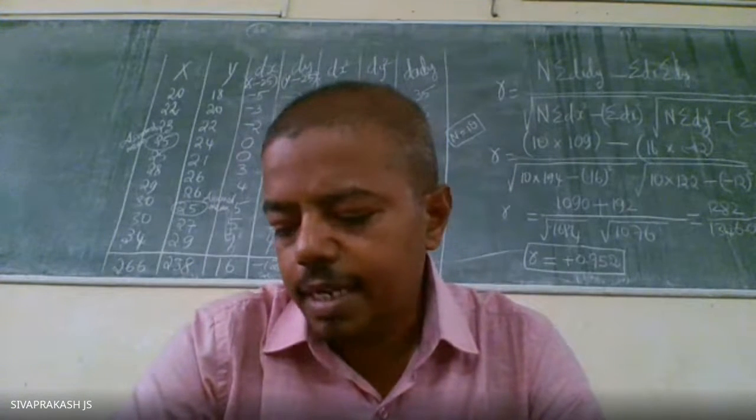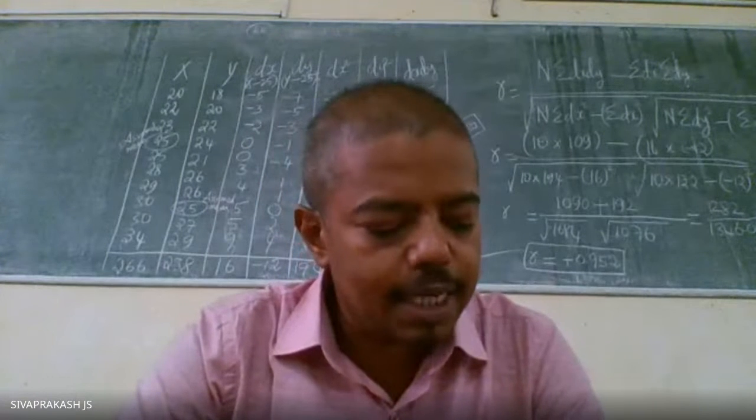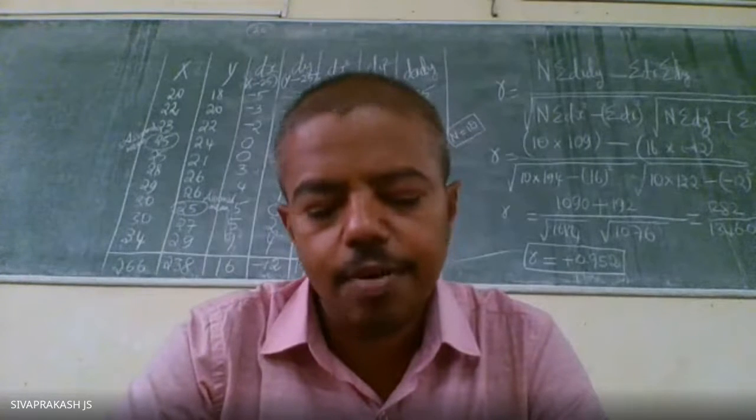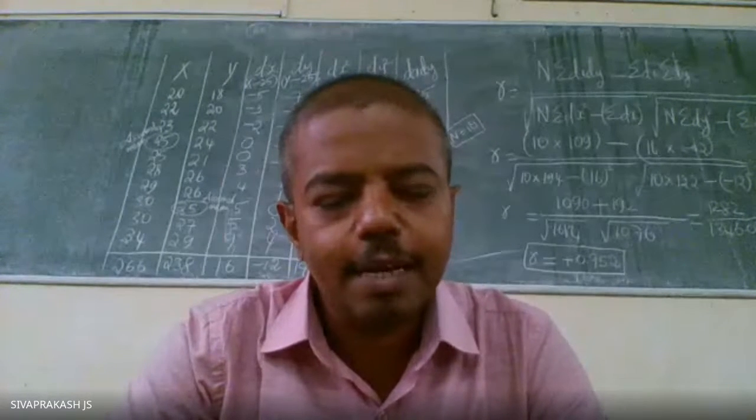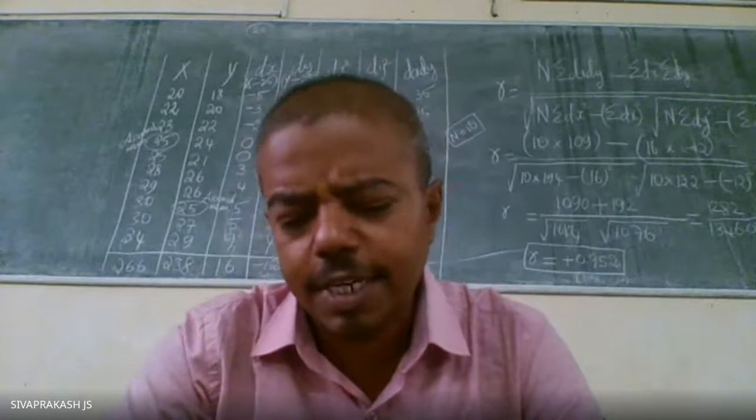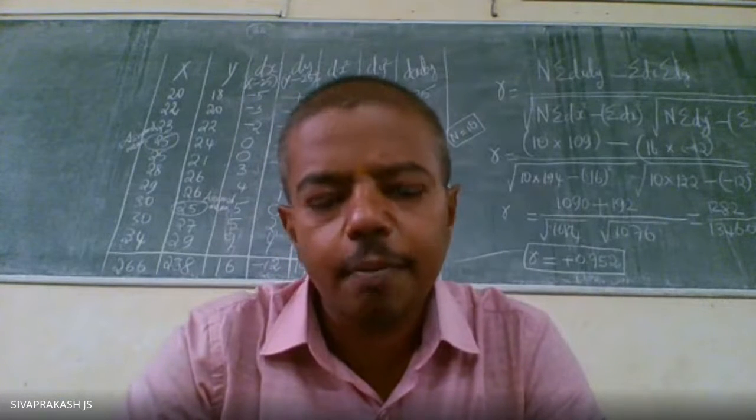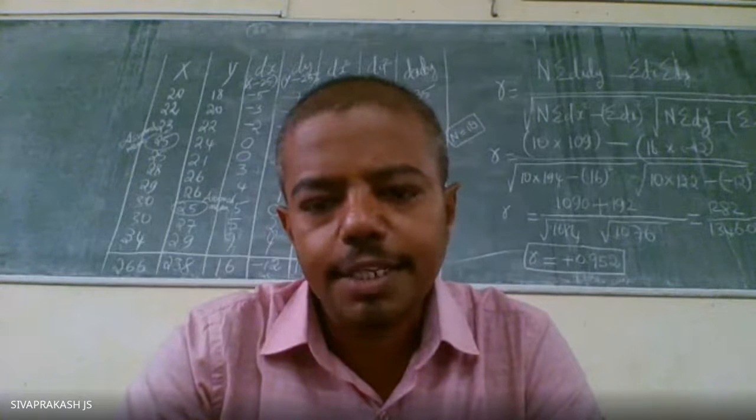What is the second method? Rank correlation method. Rank correlation method is given by Francis Spearman. They call it Spearman's rank correlation. Spearman's rank correlation. What is that, sir? What is rank? Simple. Now in this same sum, X and Y are given, and ages are given.